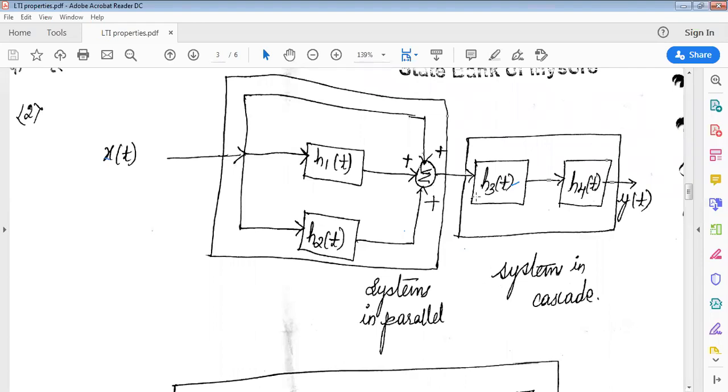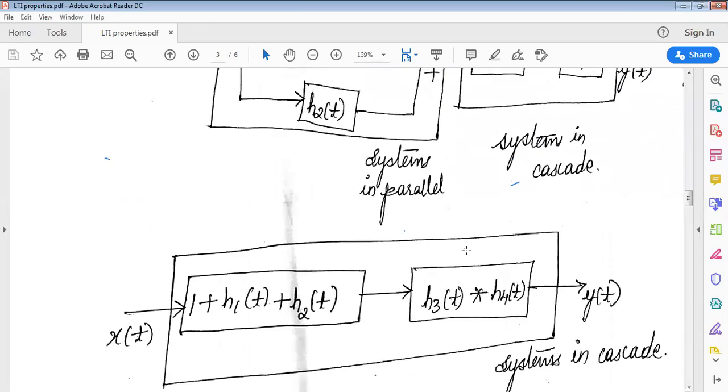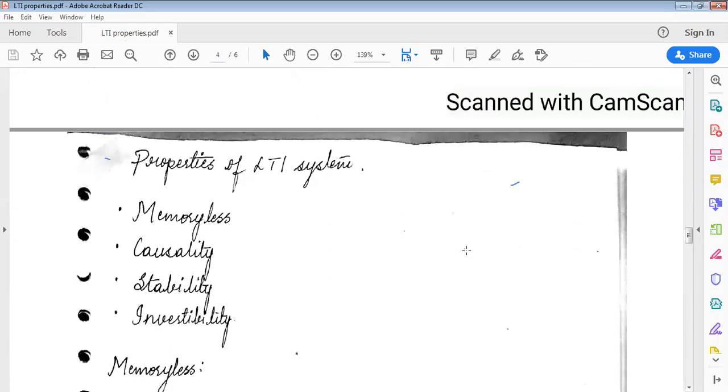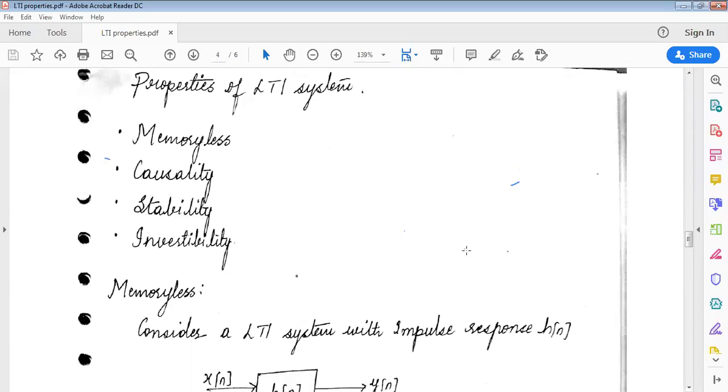Okay. So this is about interconnection of LTI systems and how you can simplify. Okay. So with this, let us move on to the next section, properties of LTI system. See, already you know about properties of systems. Okay, already we have discussed about properties of systems.